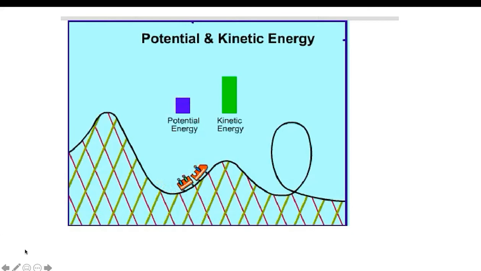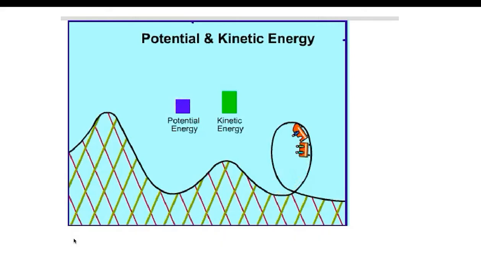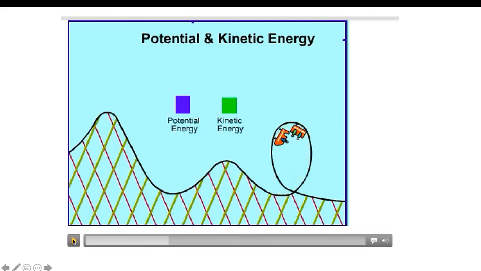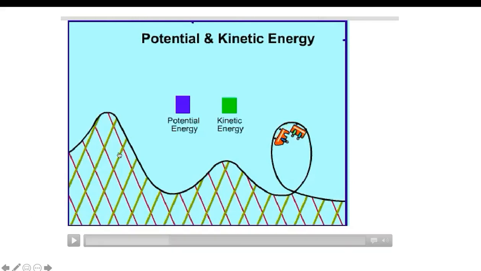What do you think is going to happen when we get to the loop? Let's see. Notice as we come to the top of the loop, we have some potential and some kinetic. When we get to the actual top, notice how we have about half and half. You must be moving pretty fast to make it through a loop and not just fall down. So I would expect a good amount of kinetic energy, but it also has a lot of potential, the potential for gravity to pull it back down.